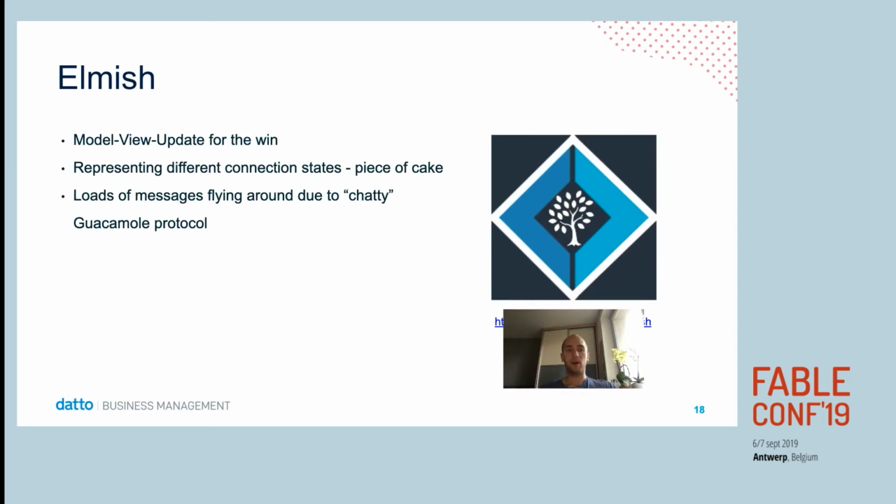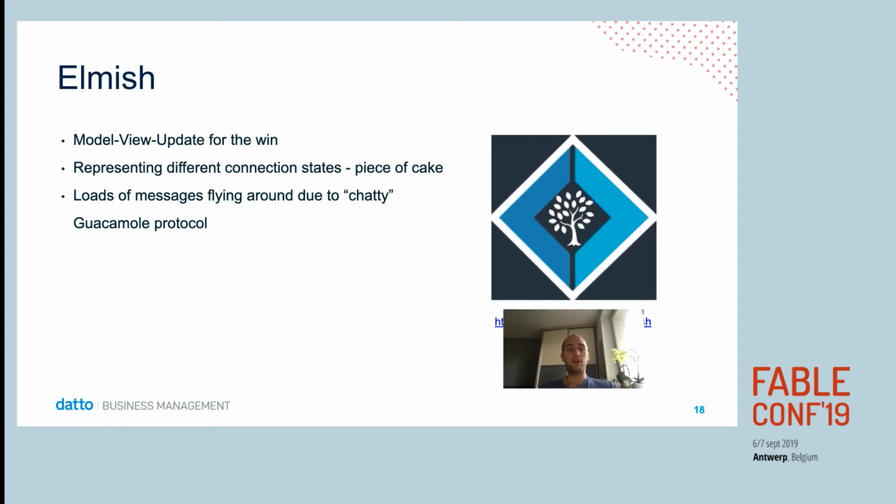Next, Elmish, no surprises here. What can I say about Elmish? Model view update for the win. So basically it was really easy. For example, the initial state where you have the stopwatch with the connecting status, to implement that logic with MVU, this is a really piece of cake.